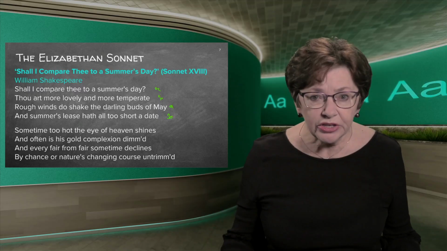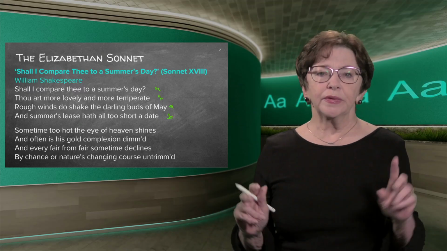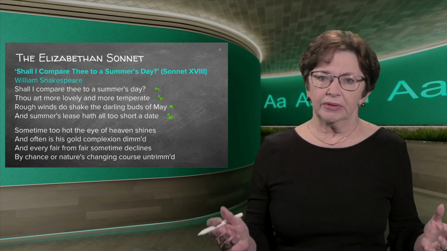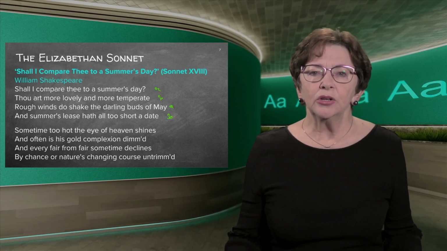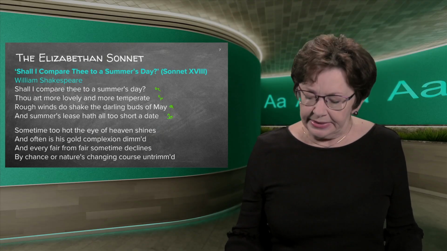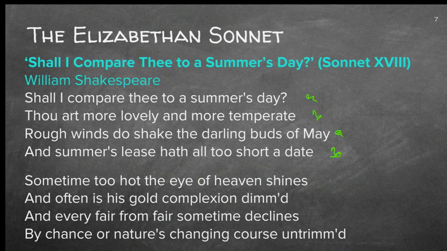Then he goes on to the next quatrain, in the next part of his argument, if you like, in what he wants to convey to this person, to the Earl of Pembroke. He says, I'm going to explain to you why also you are better, because sometimes in summer, sometimes too hot the eye of heaven shines. Sometimes it's too hot. Sometimes the gold complexion is dimmed, it becomes overcast. And every fair from fair sometime declines. So in other words, beauty must somehow die.